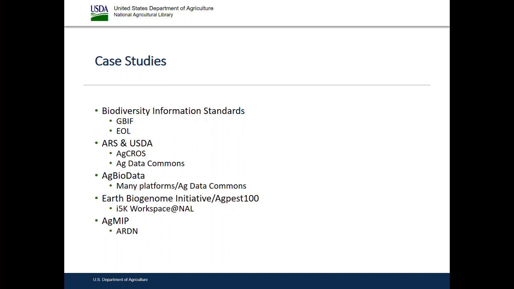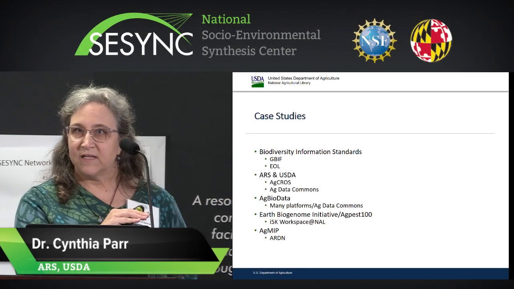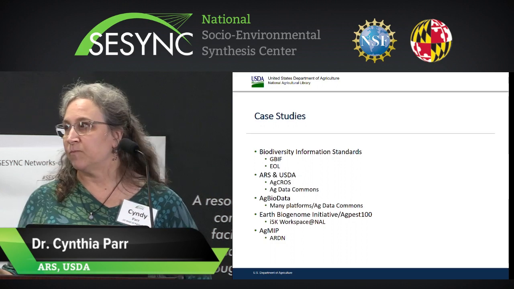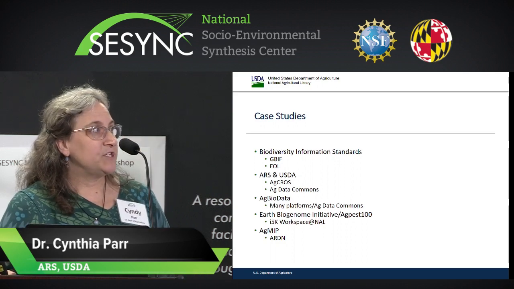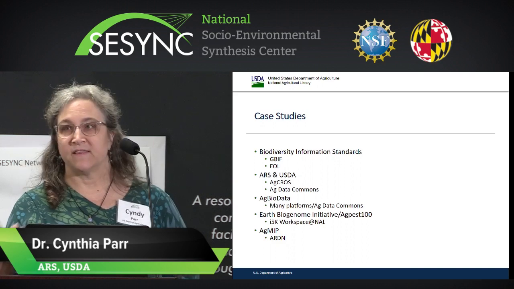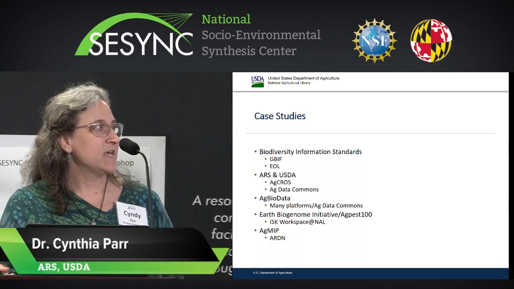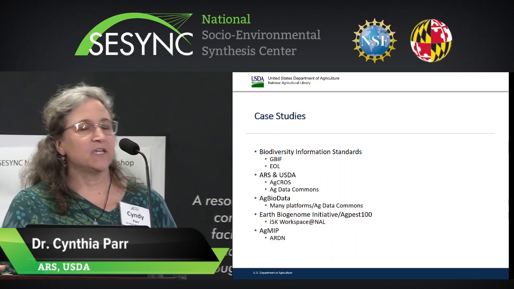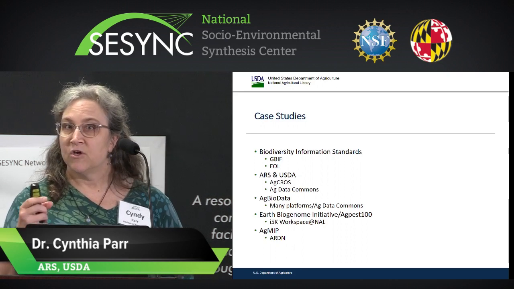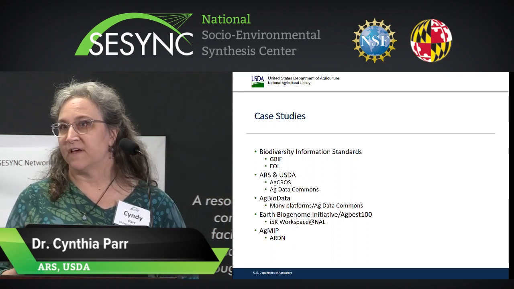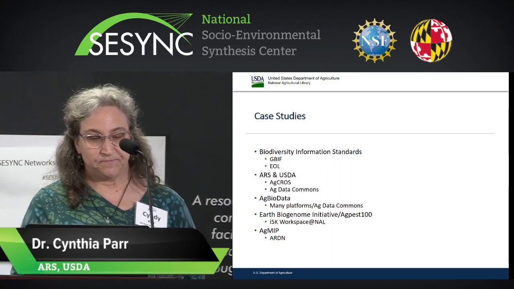ARS is my part of USDA, the Agricultural Research Service, but some of the work that we're doing actually goes beyond just our part of USDA. AgBioData goes beyond USDA. This is agricultural biodiversity databases, and so it's partly driven by what's happening at USDA, but it also goes beyond USDA. The Earth Biogenome Initiative is not a project that I personally am working on, but this is an international collaboration that USDA is contributing to. And then finally, AgNIP is a modeling community that is also international and funded both by NSF and by NIFA, the extramural funding agency of USDA.